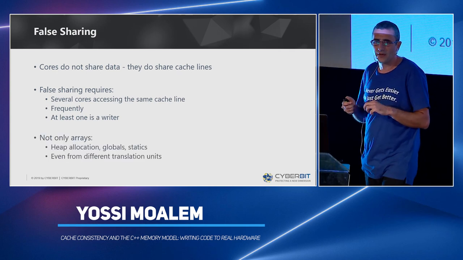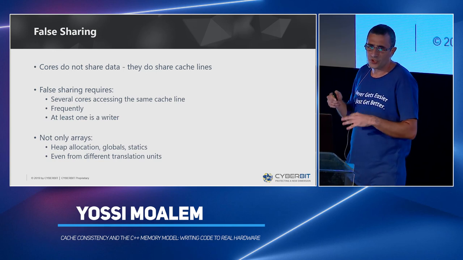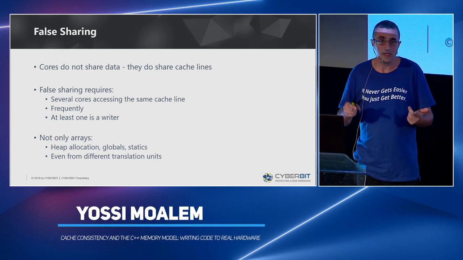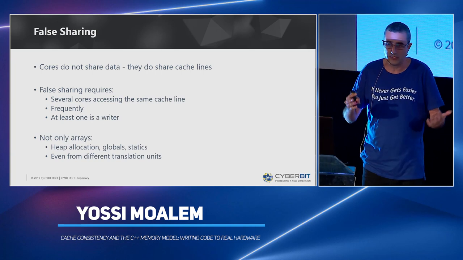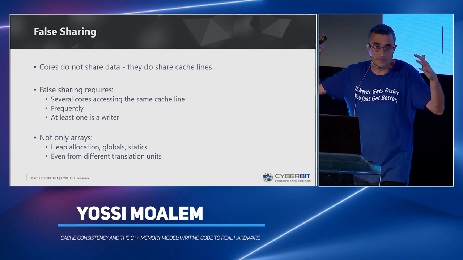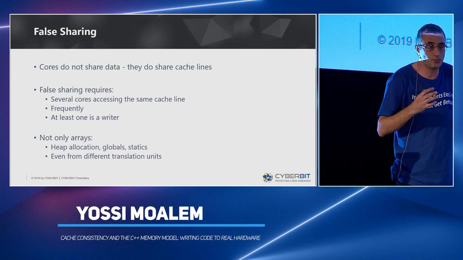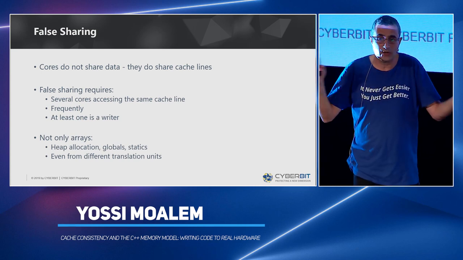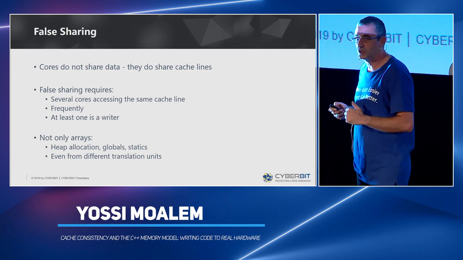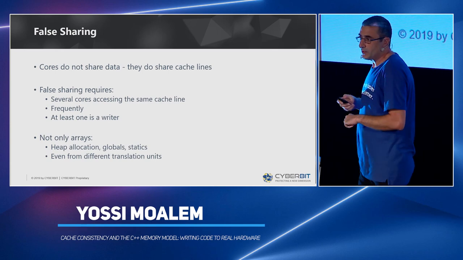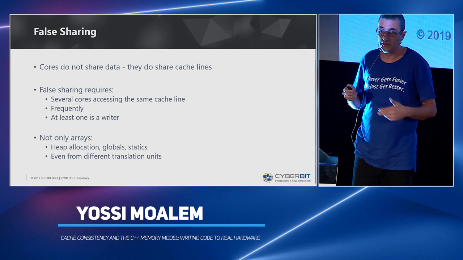We normally talk about false sharing in the context of an array, but it doesn't have to be an array. It's any memory. It can be heap allocated memory. It could be global, static, anything, even in different translation units. What's more important is the layout in memory. They need to be close to each other in memory. So let's see again how it affects us in real life.